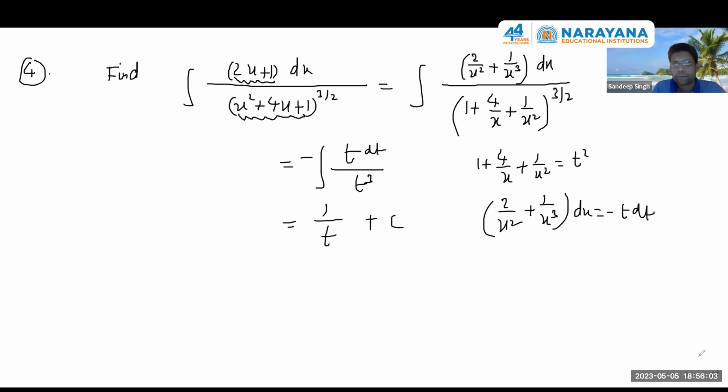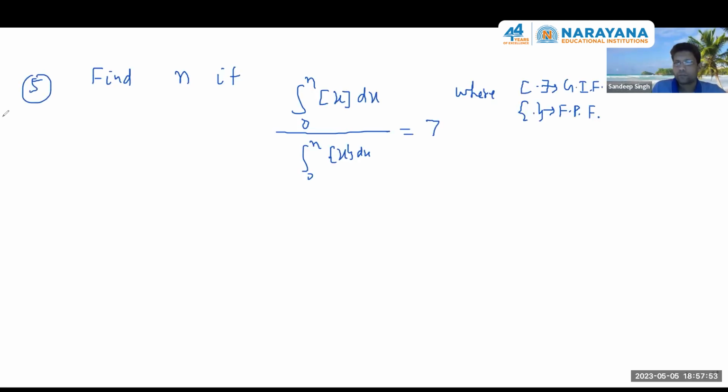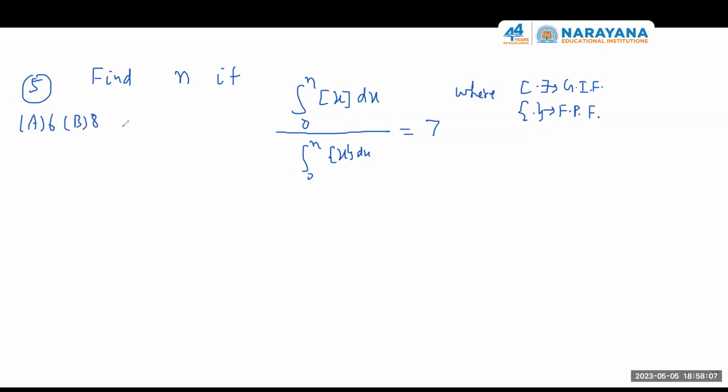Understood? Okay. So let us move on to the next problem. Sir, 6. Okay, so someone is getting 6, other is getting 8. Sir, 8. Tell me, what is the value? 8. All of you are getting 8? Yes, sir. Okay. कैसे करना है?